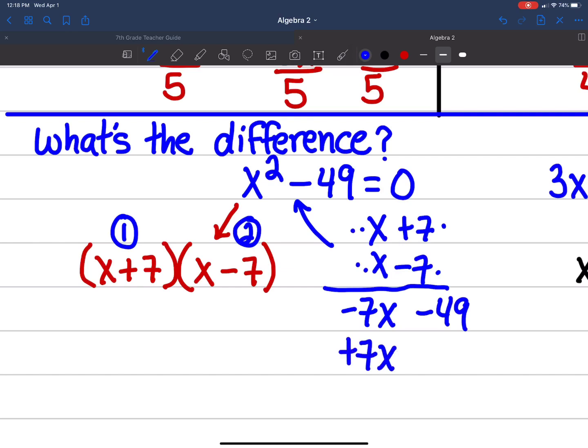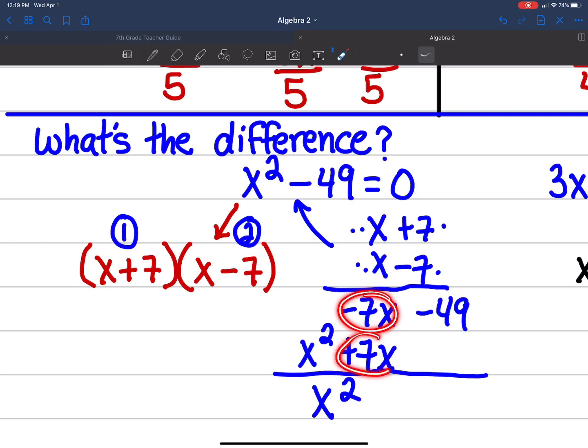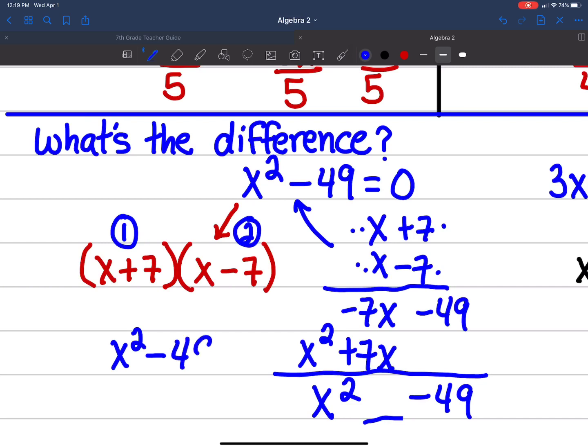And then x times x, we have x squared, okay? And so x squared, these two will cancel out because we're adding them. So this one and this one will actually equal to nada, equal to 0. So we're going to leave that space empty there. And then we're just going to bring down the 49, okay? And so that's how we get x squared minus 49.